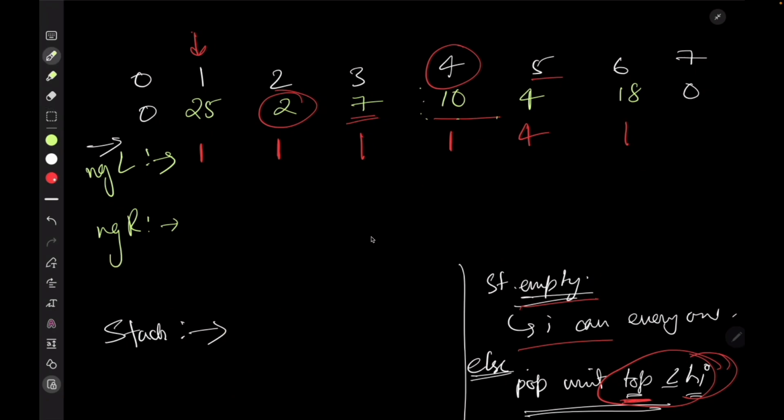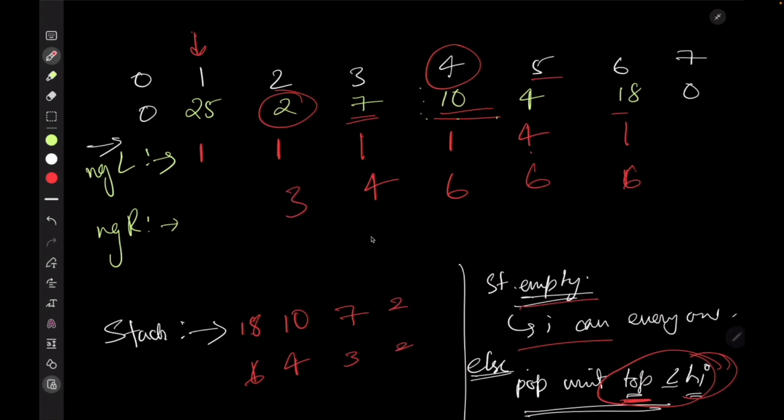We will start again. 18 can see up till him. 18 is pushed. 4 is less than 18, that means 4 can see up till 18 only, and 4 will be pushed into the stack. 10 is greater than 4, 4 will be popped out. 18 is greater than 10, so 10 can see up till 18 only. 7 is less than 10, so 7 can see up till 10 only. 2 is less than 7, so 2 can see up till 7 only.